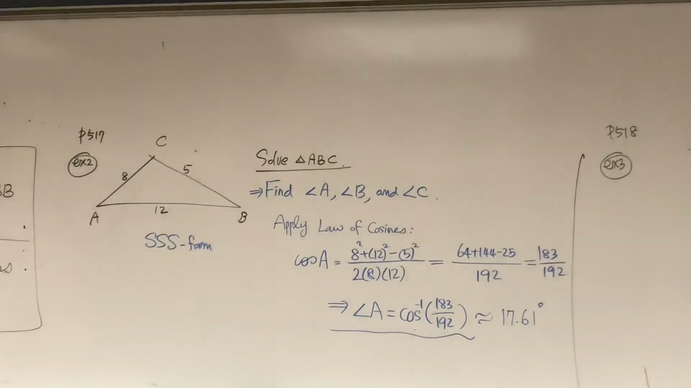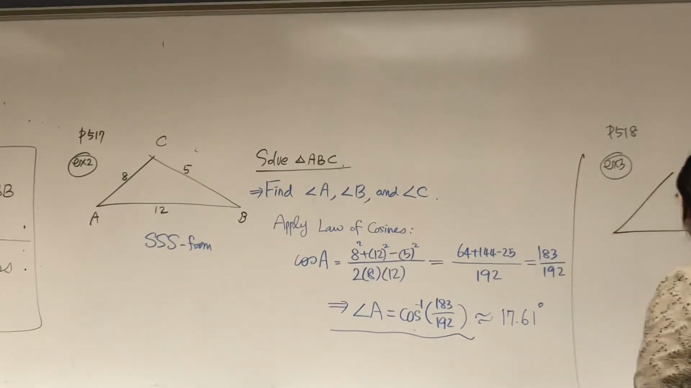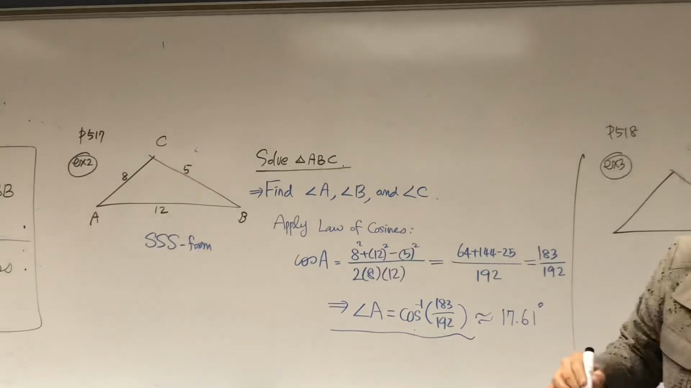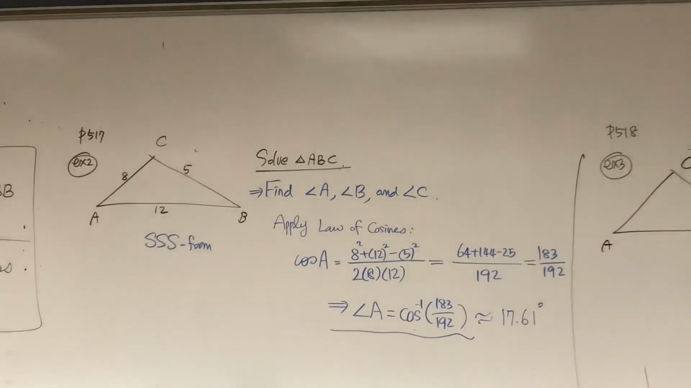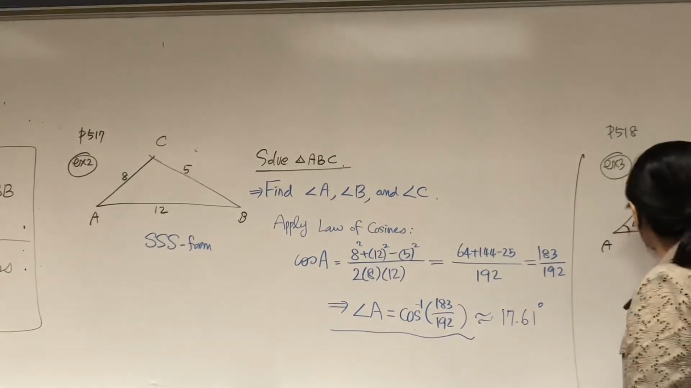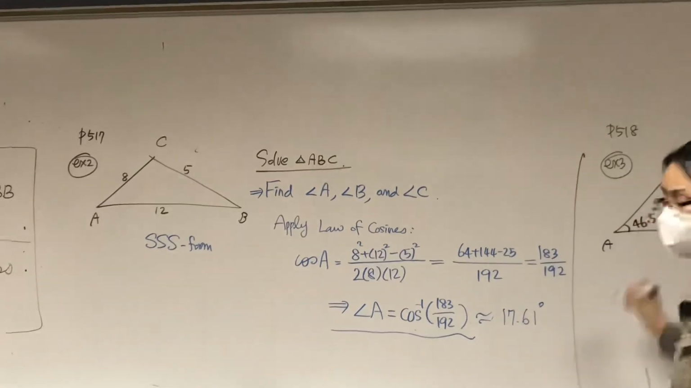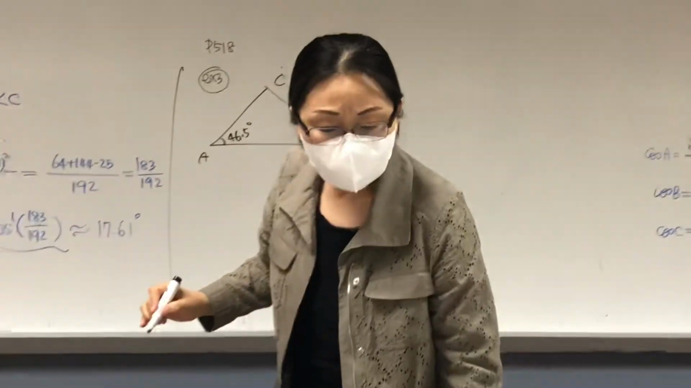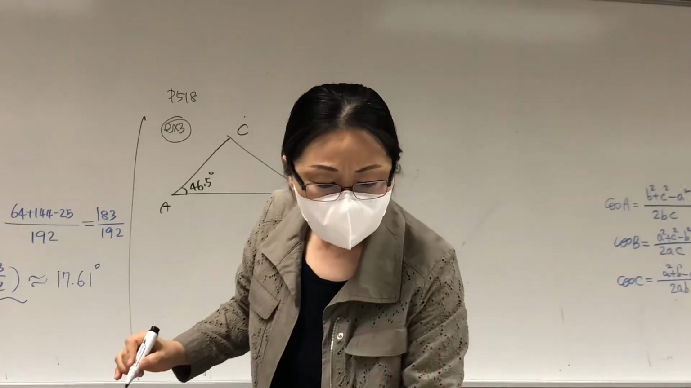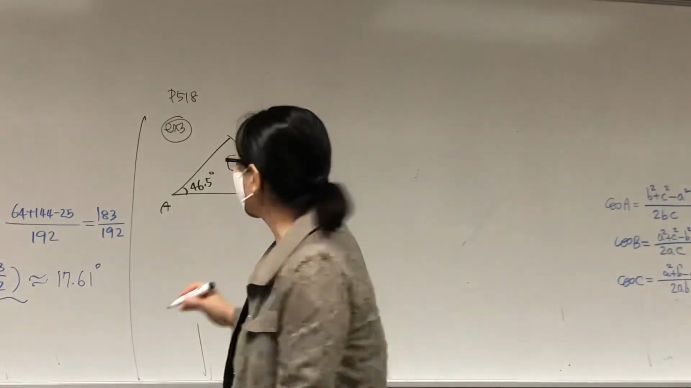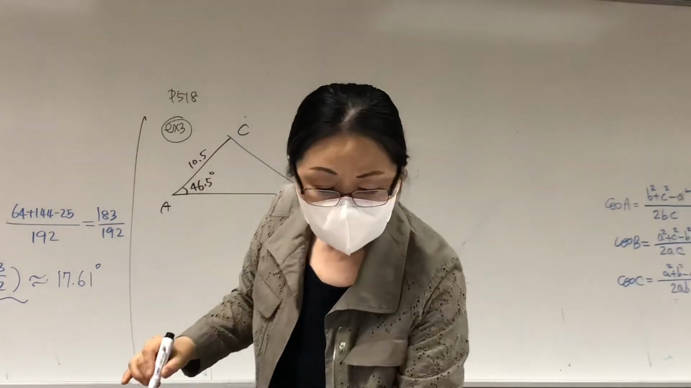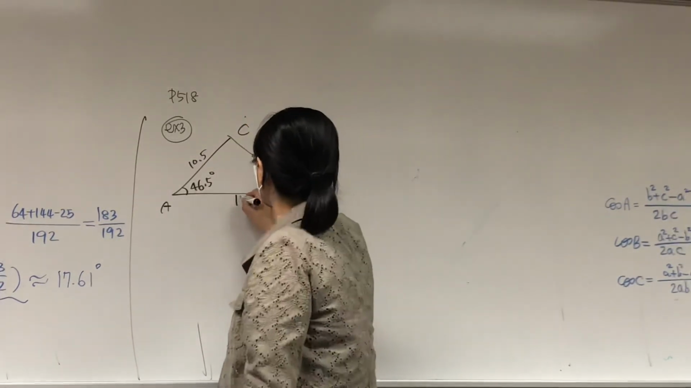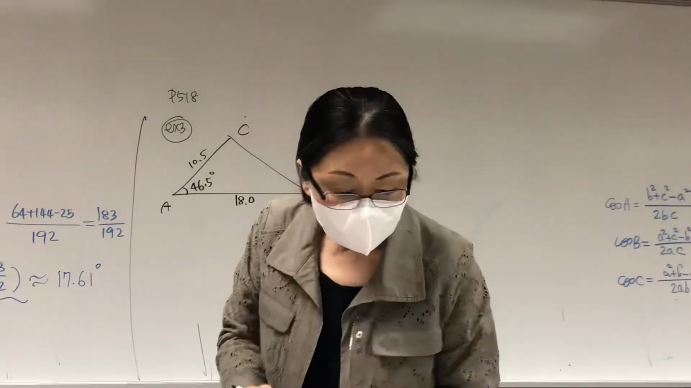Here you have a triangle ABC. What is given? Angle A is 46.5. Angle B is... no, B is what? B is 10.5. Oh, the side. Yeah, I said angle B. And C is 18. Yes? So you have this.